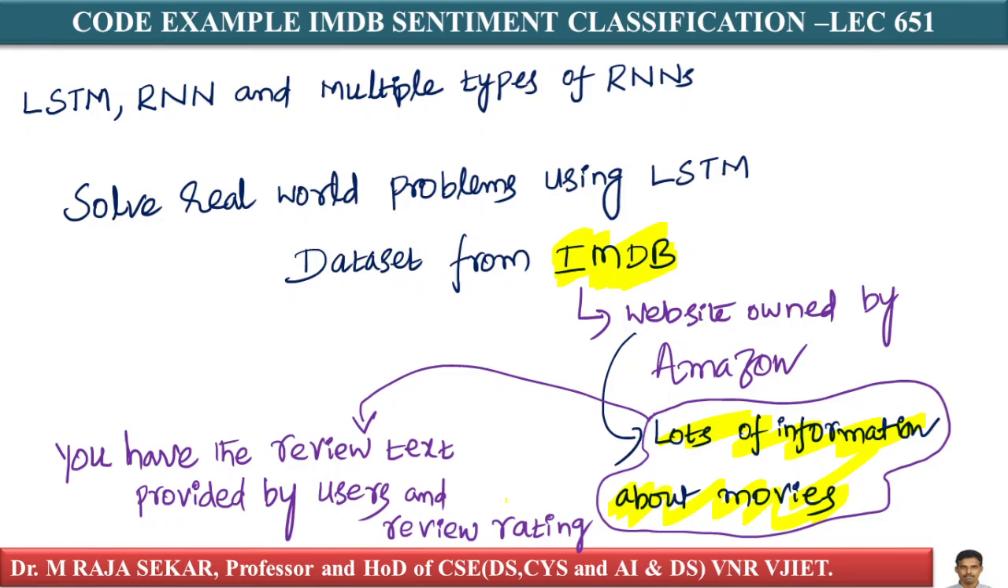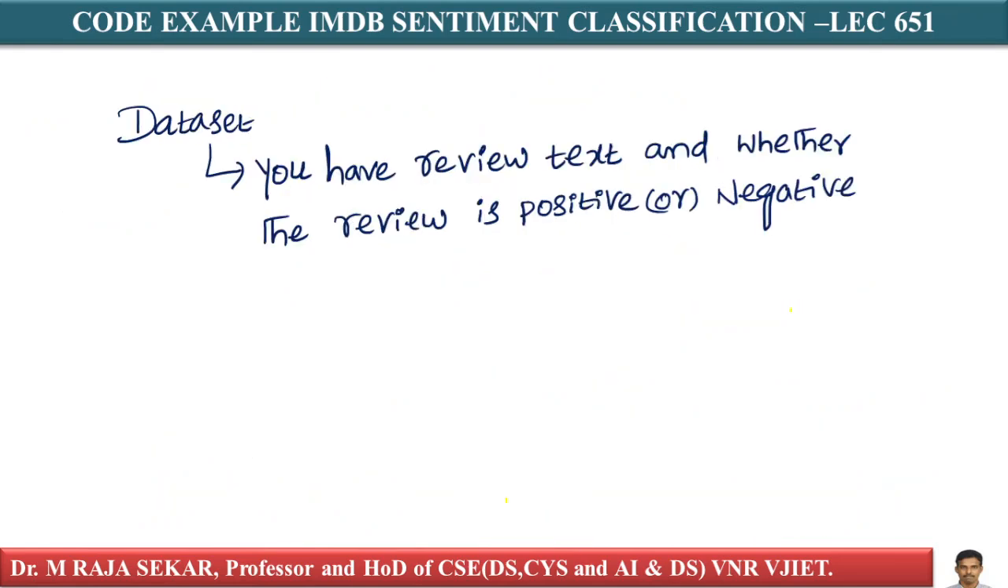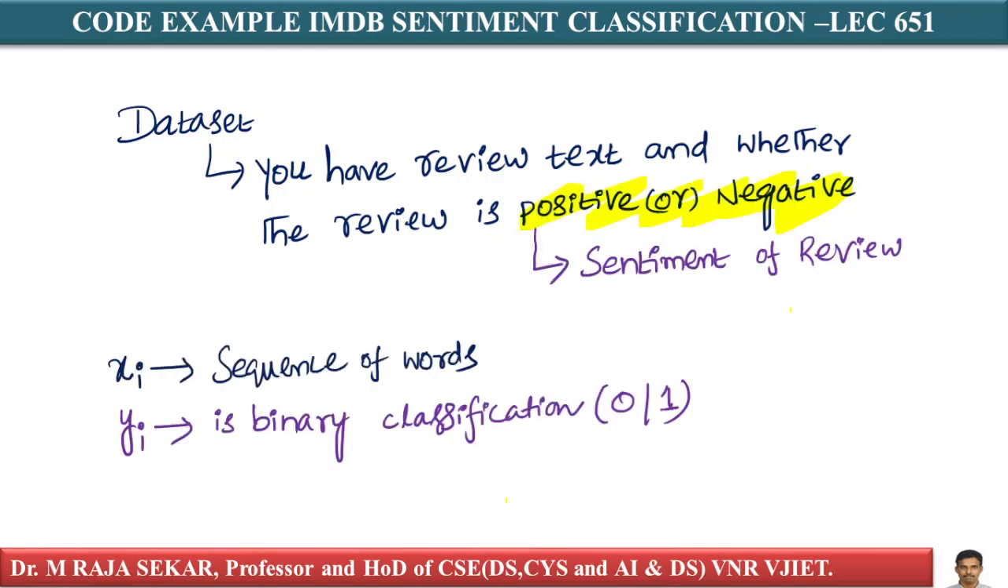So the data set that we will use today has the review text, and whether the review is positive or negative. This is the sentiment of the review itself. So what is our xi? It is basically a sequence of words. And what is our yi? yi is a binary classification, isn't it?